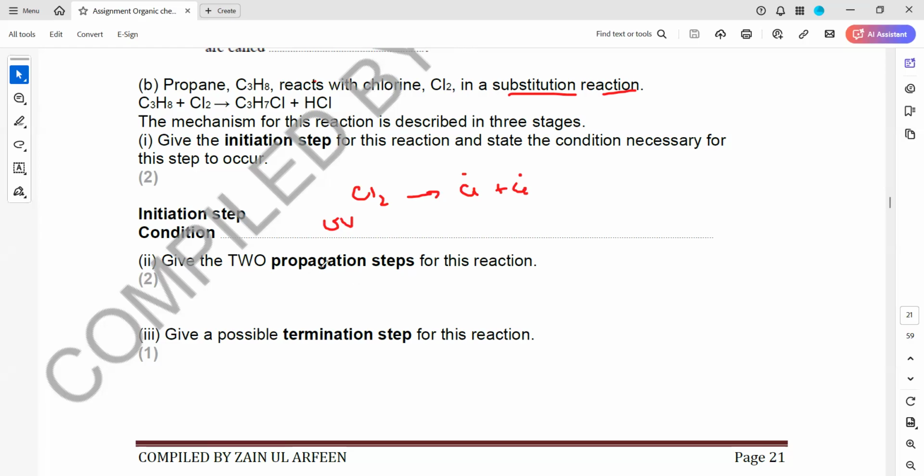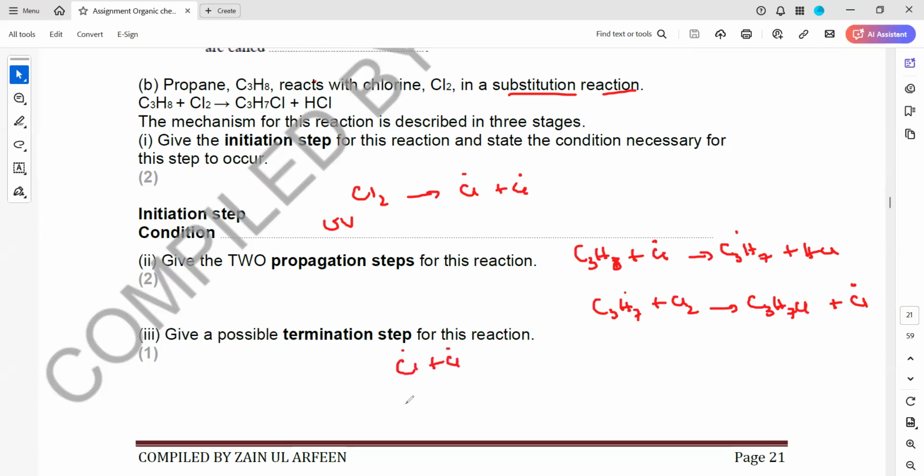Now the 2 propagation stages for this reaction. C3H8 reacts with a chlorine radical to form C3H7 radical plus HCl, and then the propyl radical reacts with another chlorine molecule to form C3H7Cl plus a chlorine radical. That's propagation. Termination: we just have to react the radicals. Chlorine radical reacts with another chlorine radical, or a propyl radical reacts with a chlorine radical, or a propyl radical reacts with another propyl radical.